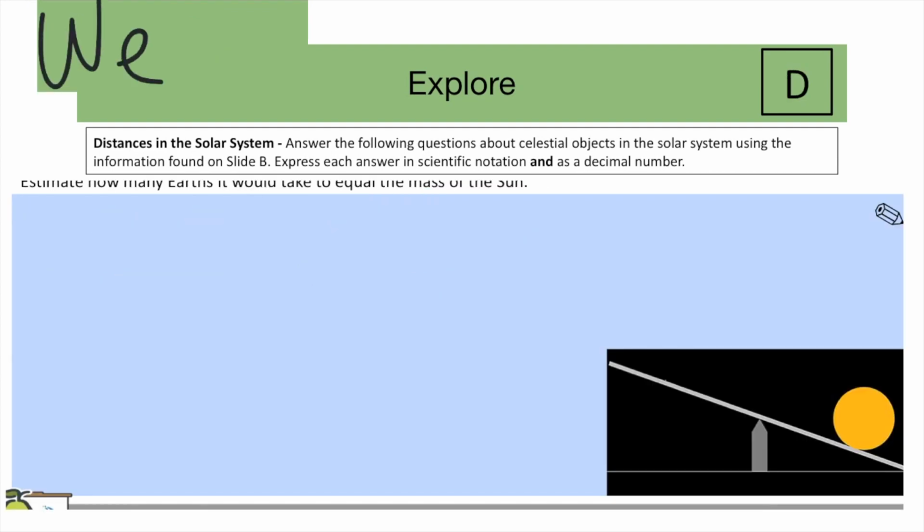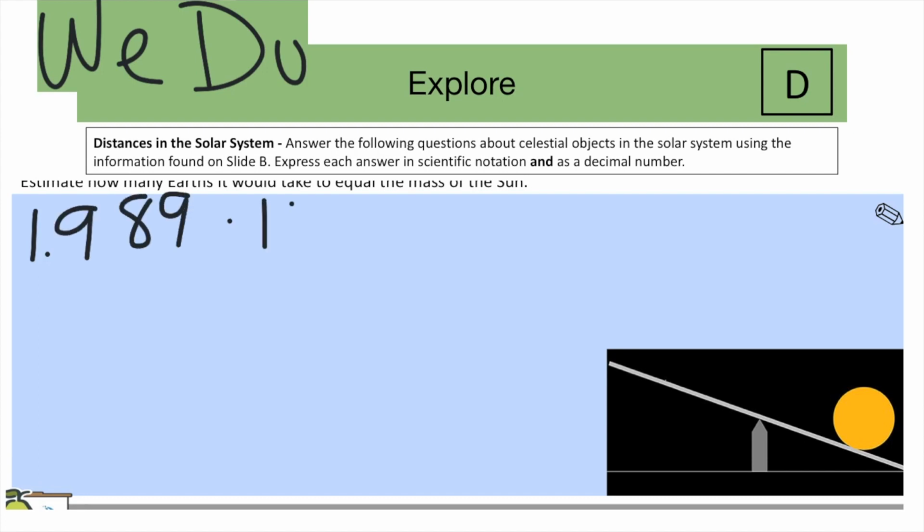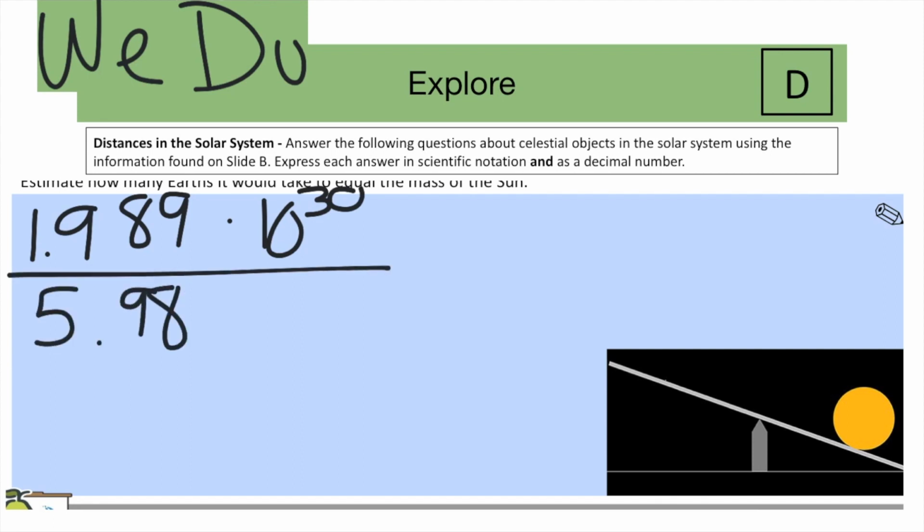You can make this question the we do, and it asks, estimate how many Earths it would take to equal the mass of the sun. That's 1.989 times 10 to the 30th power over 5.98 times 10 to the 24th power.